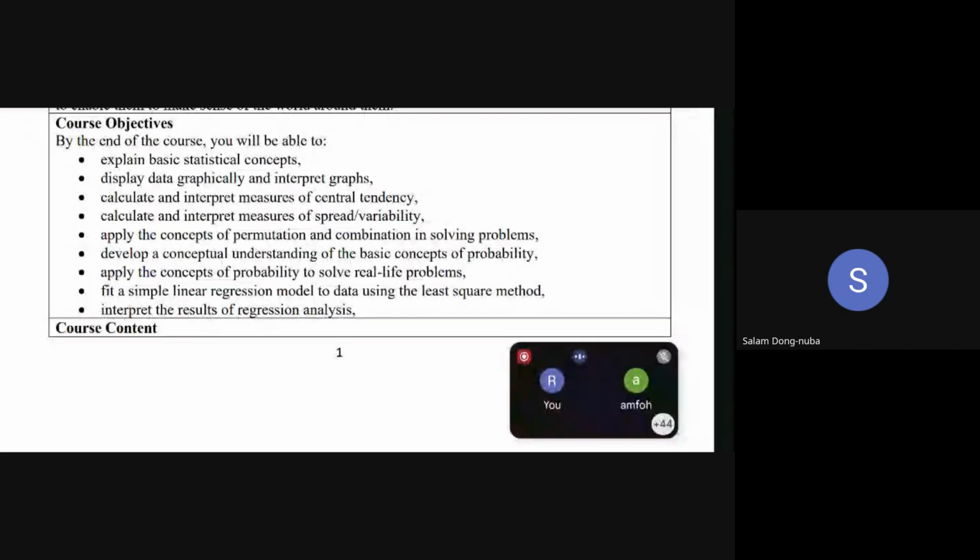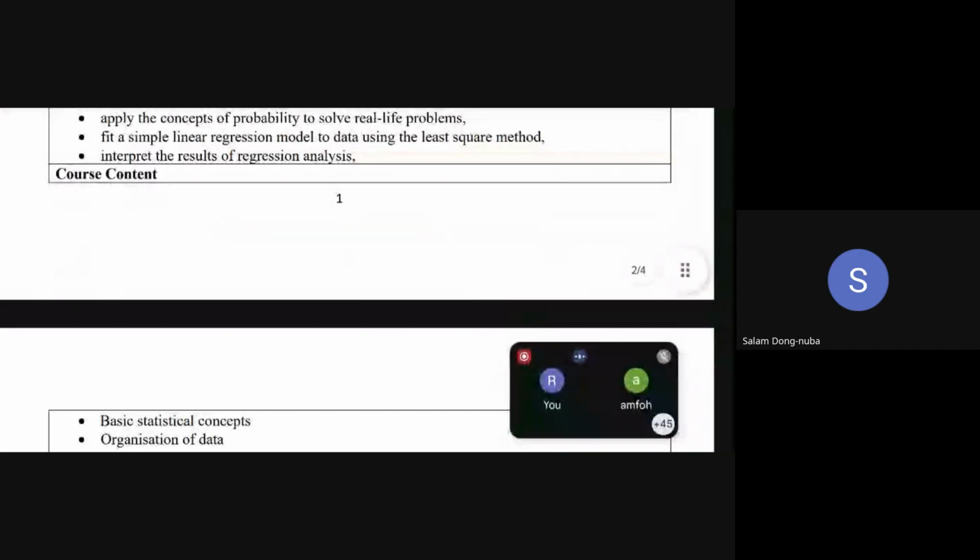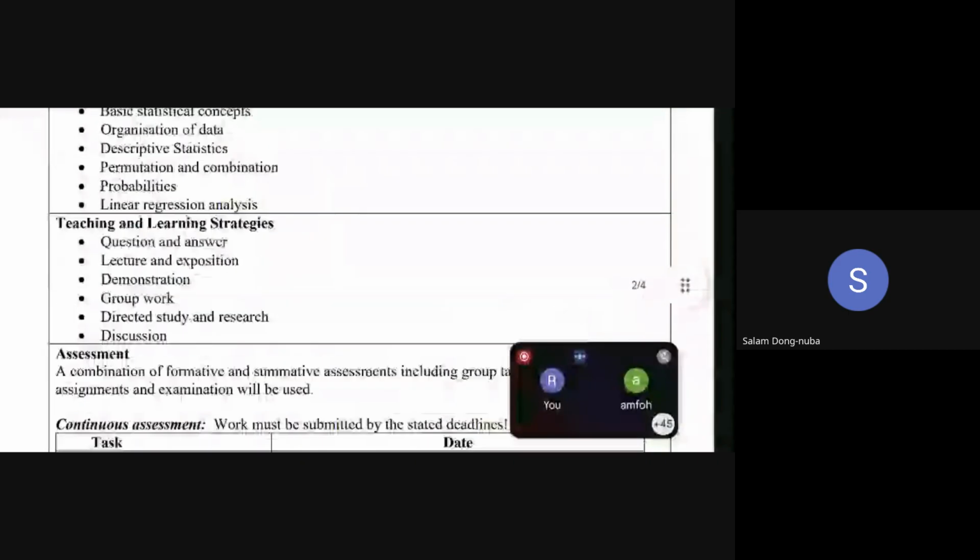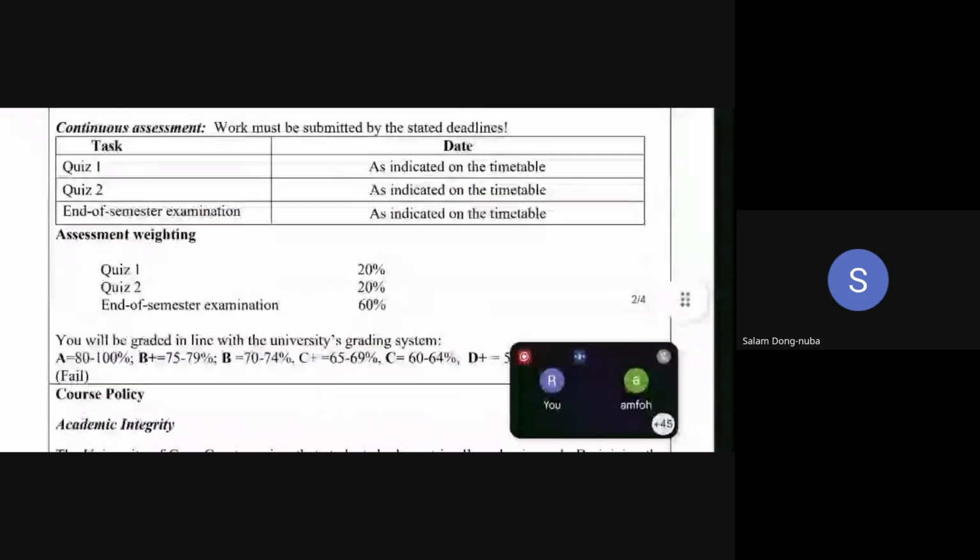Trust me, this course is one of the courses you will enjoy. It's very practical. Most of the content in there, some of you have dealt with it in secondary school and in JHS, so it shouldn't be a challenge to you. Just that at this level, you get a higher level of them, but it's meant for you to enjoy.